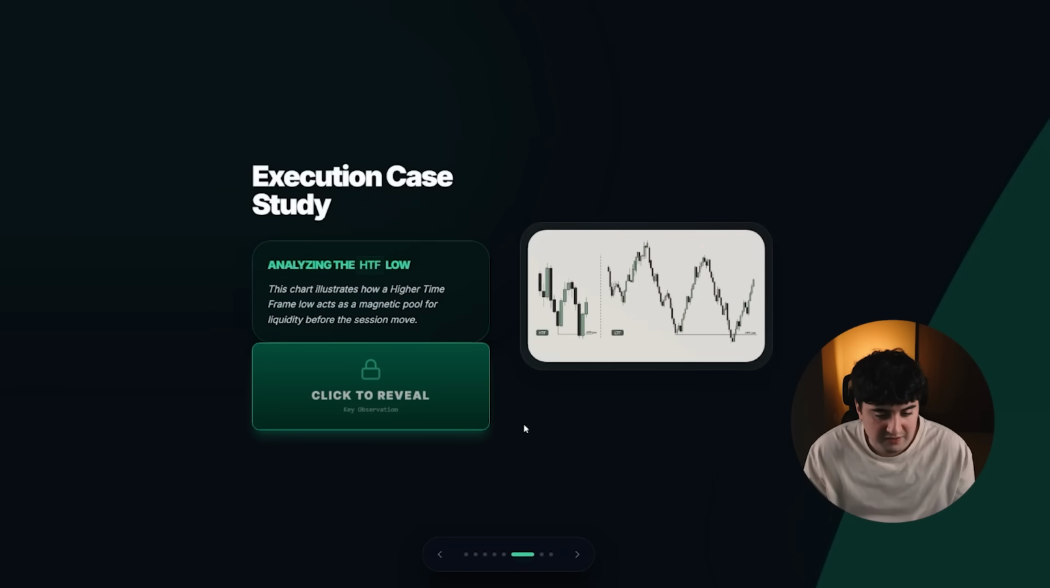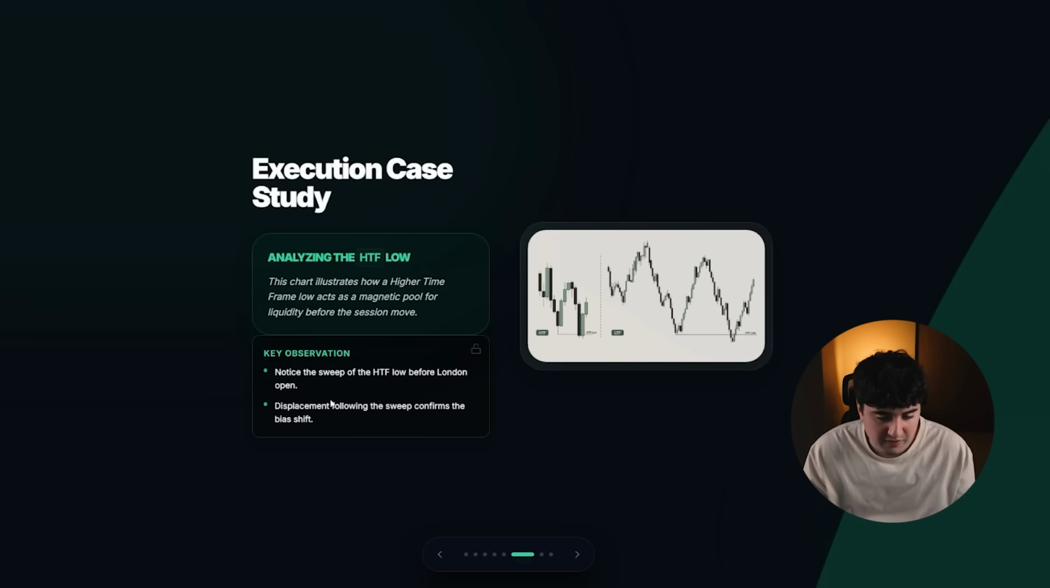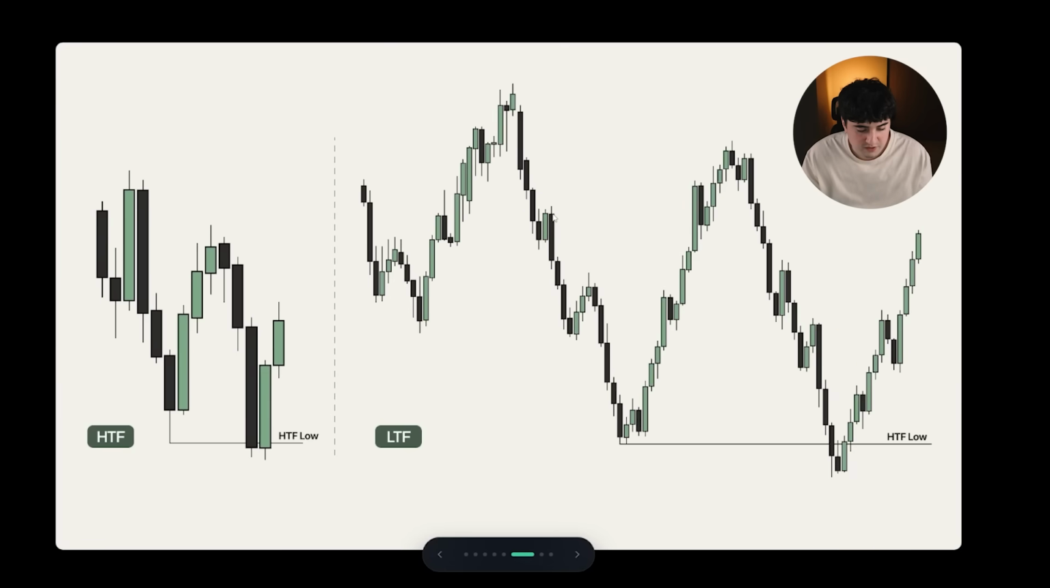Execution case study, analyzing a higher time frame low. This chart illustrates how a higher time frame low acts as a magnet pull for liquidity before the session move. Key observation, notice the sweep of the higher time frame low before London Open. Displacement following the sweep confirms the bias shift. What price does here essentially is come down, take out that area of liquidity in that sell side, then see that shift back up through that overnight session. So for this example, you would have this sequence right here where you see overnight price come down, take out the liquidity, then see that move back up.